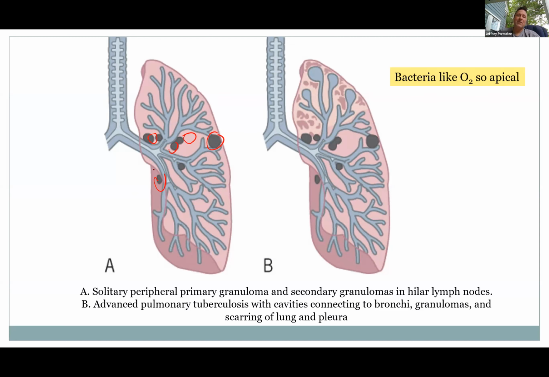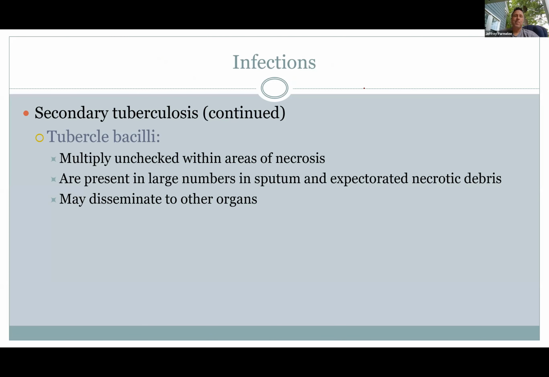It's looking at advanced pulmonary tuberculosis. You see it's usually in the apical part of the lung. The bacteria likes oxygen. There's more oxygen up there. And you see granulomas. You see it spreading. You see infiltrates, and it's a big problem. Yeah. And so bacteria multiplying like crazy. That's when a sputum culture will show this bacteria is growing, and it can spread.